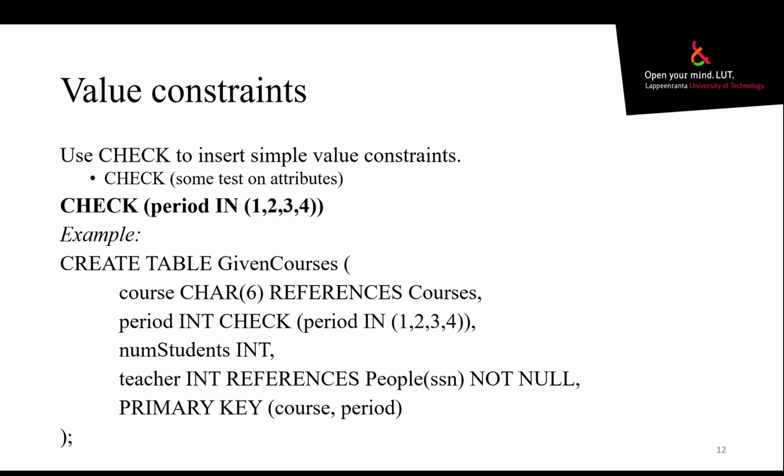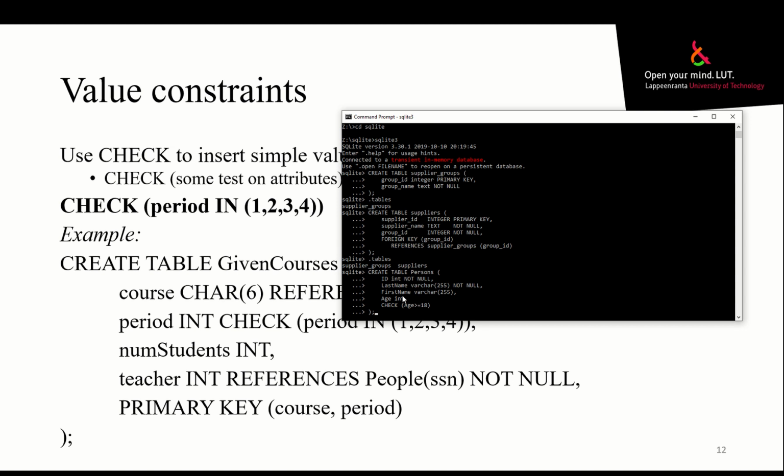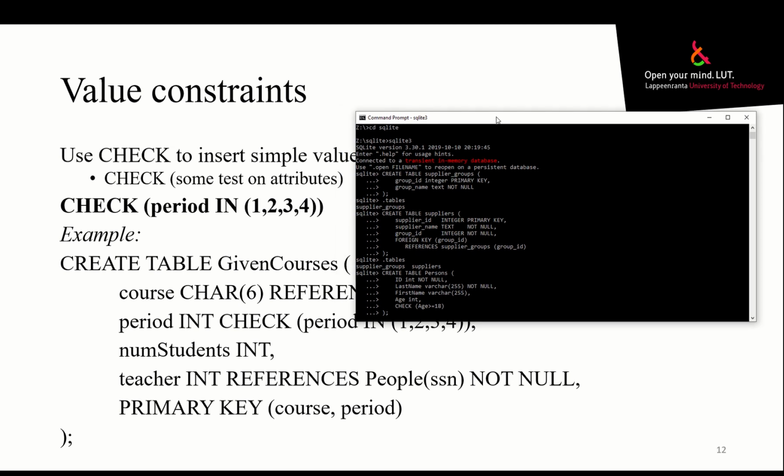And another way is, let's say you want to check the age. So here also you can use check in this format where you want the age to be greater than or equal to 18. So this is another way of using a check constraint. These are all value constraints in SQL. So that is one way for you to understand how this works.